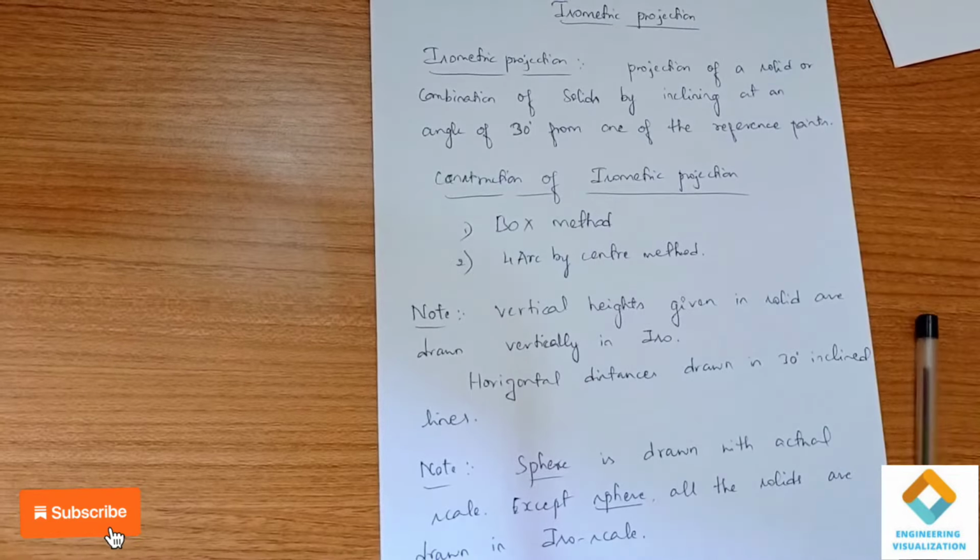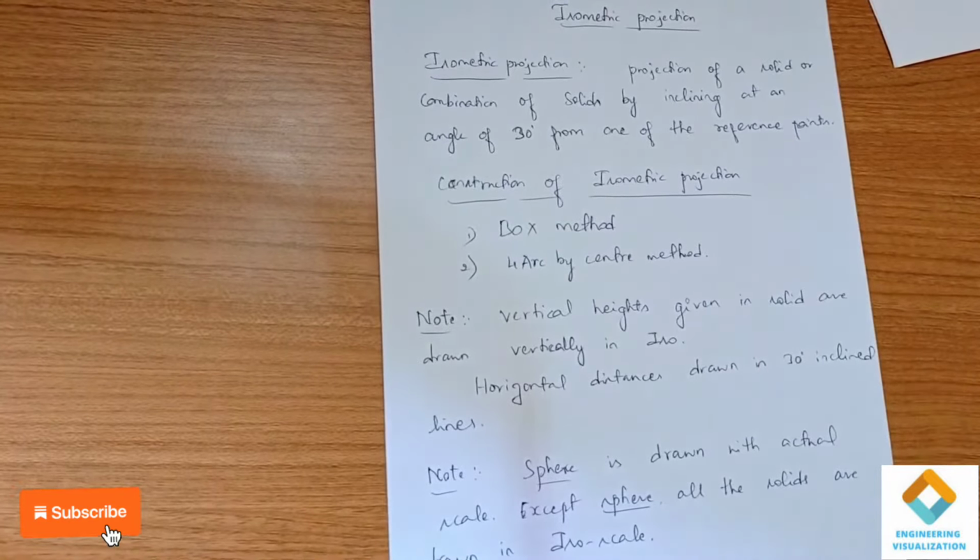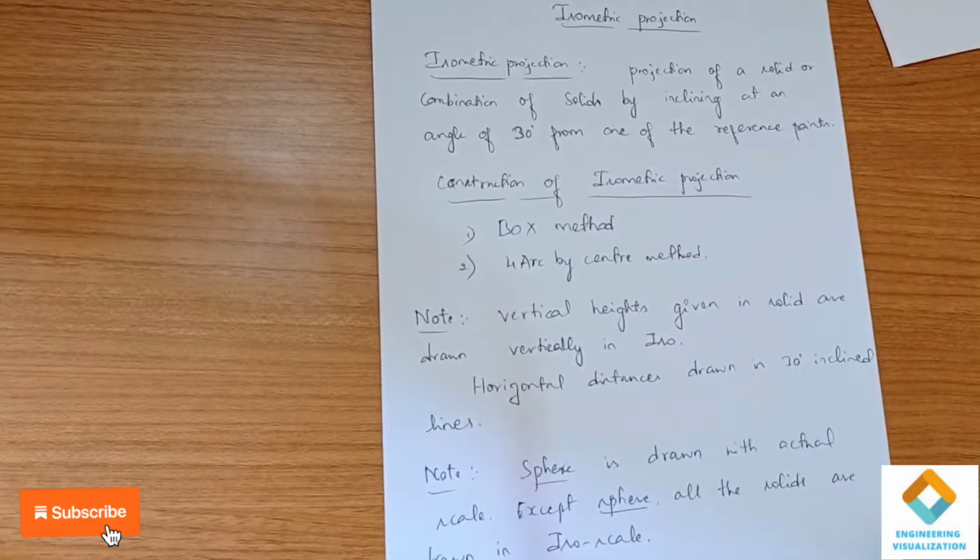Okay, so isometric projection is nothing but a projection of a solid or combination of solids by inclining at an angle of 30 degrees from any one of the reference points. In isometric projection there will be 30 degree angle lines, and using those lines we are going to project. So it is nothing but a complete 3D picture of the solids or a combination of solids, by inclining them at an angle of 30 degrees from any one of the reference points.